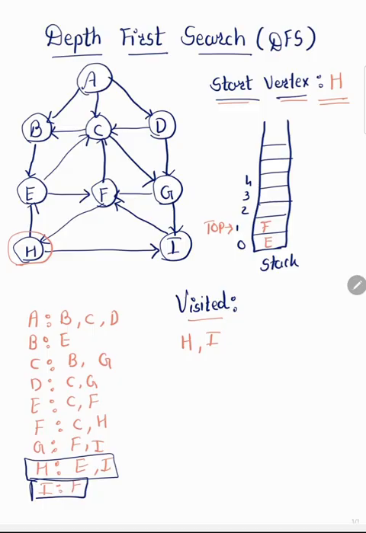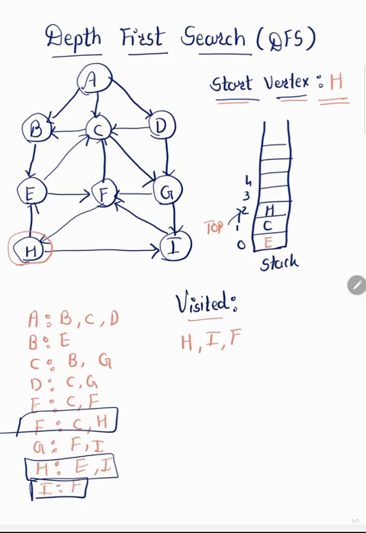Next I need to pop the topmost element. Here the topmost element is F, and I'll mark it as visited. Once I mark it as visited, the top would be decremented and reach 0. Now I need to find the adjacent of F. Adjacents to F, I have C and H, right? So I need to push C and H over here. So now my top will be incremented by 2 and point to 2, right?